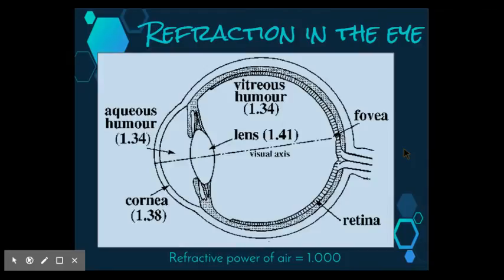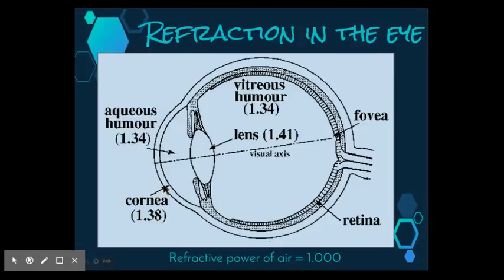Therefore, the greatest degree of refraction in the human eye occurs when light moves from the surrounding air into the cornea of the eye at this point here, since the change in refractive power of the media is greatest at this point. So the refractive power of the air is 1, the refractive power of the cornea is 1.38. So we have the greatest change occurring here.